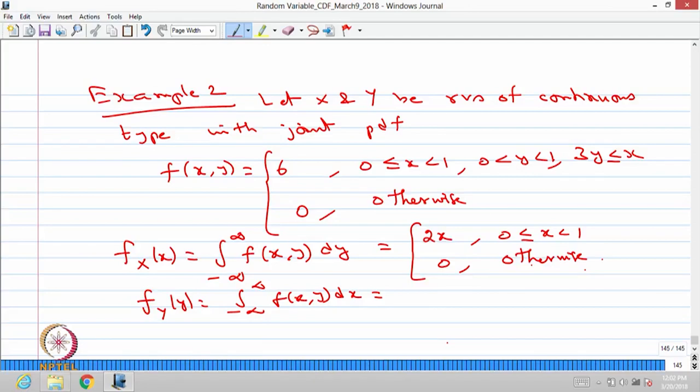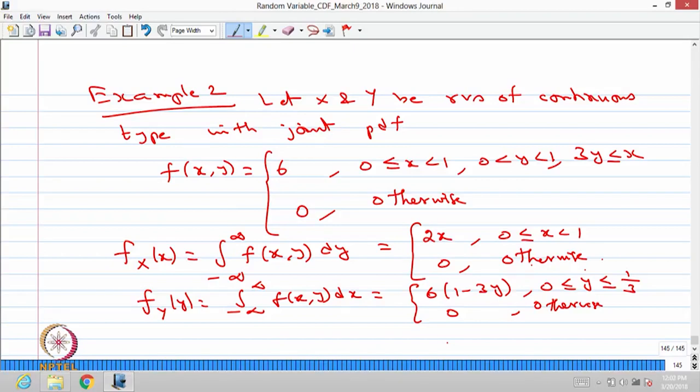Here also I am skipping the integration part. One can get the answer: the marginal density of y is 6 times (1 minus 3y) when y lies between 0 and 1/3, and 0 otherwise. That means within this interval 0 to 1/3, the probability density function is greater than 0, 6 times (1 minus 3y), otherwise it is 0.